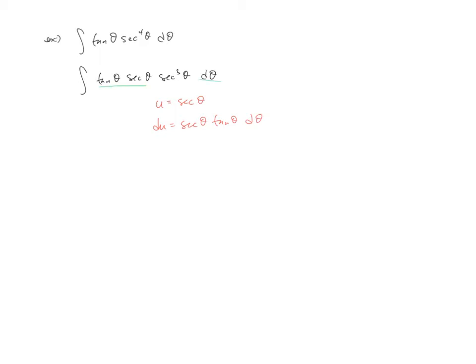For this one, it really wasn't that we had to use identities as much as it was just split this thing up into something where you could select your u accordingly and your du would take care of the rest. So when all said and done in this problem, all we would have to integrate is u cubed du, which would give us 1/4 secant to the fourth theta plus c as our final answer.